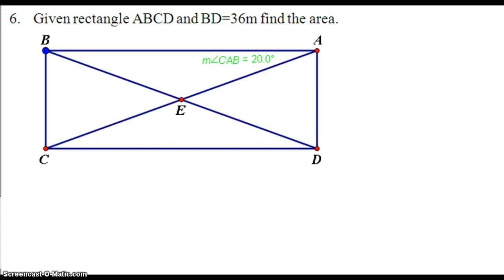Okay, number 6. So this 20-degree angle was hard to see for some reason when it was posted online. But we have a rectangle and we have a hypotenuse of 36 meters and we need to find the area. So in order to work with area, we need to have length and width. Okay, so what we're looking at is a right triangle with a 20-degree angle and a hypotenuse of 36.